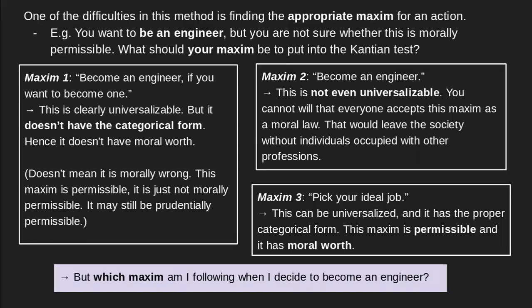But the important question is, which maxim am I following when I decide to become an engineer? Right? It's not easy to find. Kant doesn't give us a practical guide to find out which maxim I am following. It's a difficult thing to find out. And as we have seen here, some maxims are universalizable, but they don't have moral worth. Some others are not even universalizable, so they are morally wrong, actually, to follow. And some other maxims are morally right, and they have moral worth. But which maxim am I following? It's not clear. So this creates a difficulty for Kantian deontology.